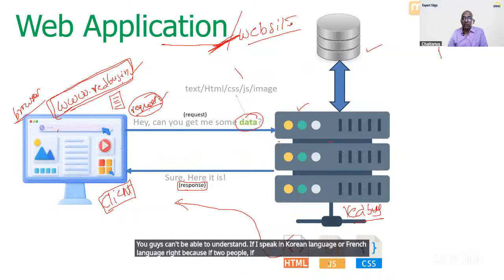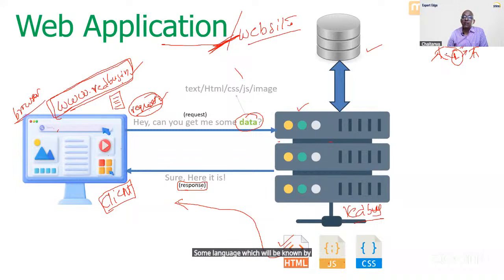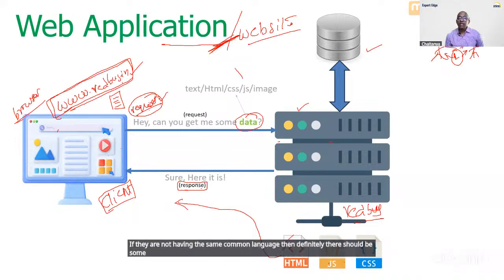if two people are communicating, both should communicate in the same known language. Only a language known by both of them lets them communicate. If they do not have a common language, then definitely there should be some mediator who can translate from one language to the other, right? Of course, here there is no such translation process.